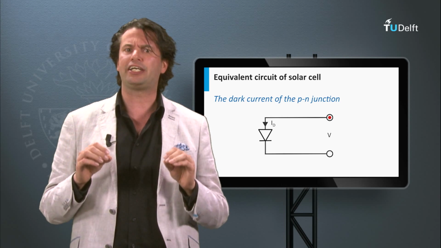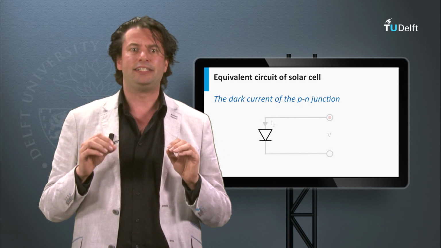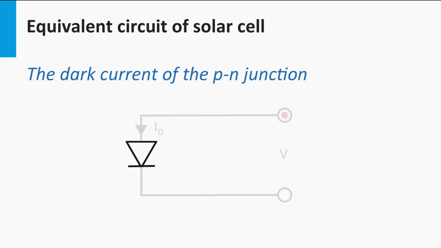A p-n junction is represented by the electrical symbol shown here. It's a triangle with a line on top of its vertex. The triangle points in the direction in which the diode allows an electrical current to flow under forward bias condition. In the opposite direction, the diode blocks the current.